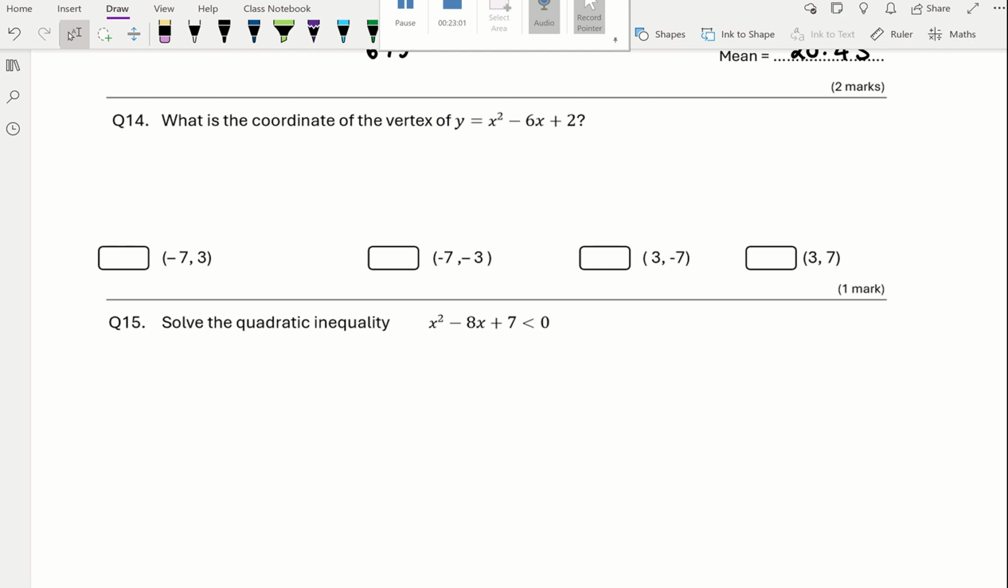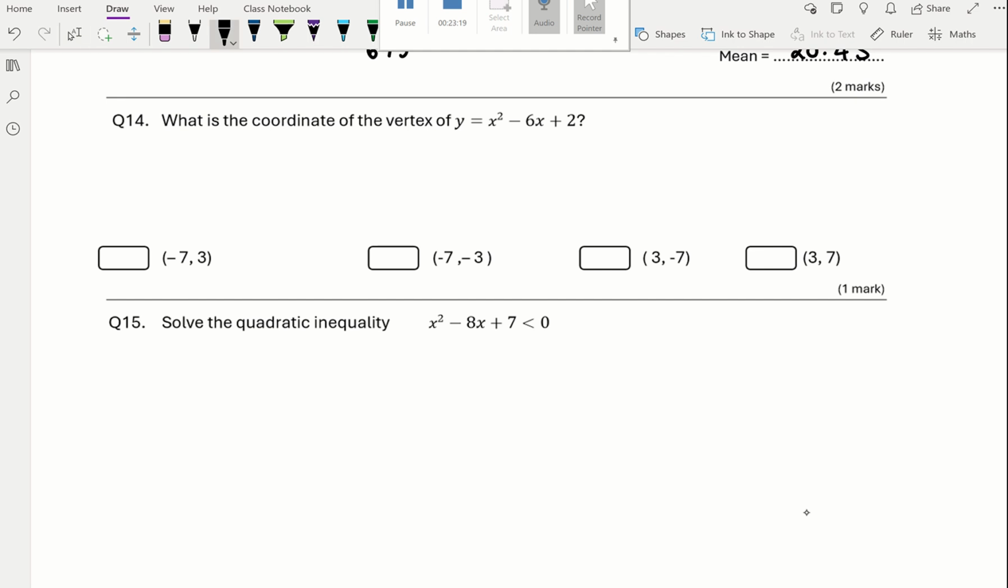This says what is the coordinate of the vertex. Again, this is the turning point. So to find the turning point, you can do one of two things. You can complete the square, or you can differentiate, make it equal to 0, and find that.